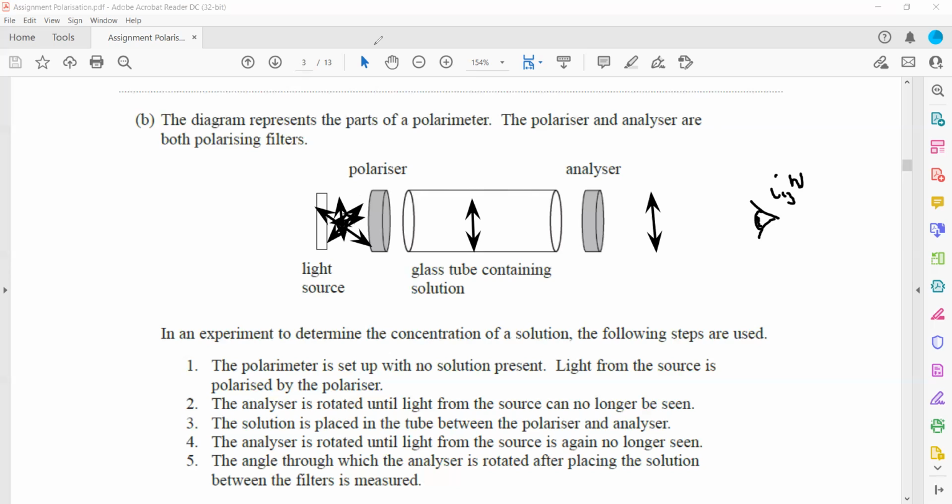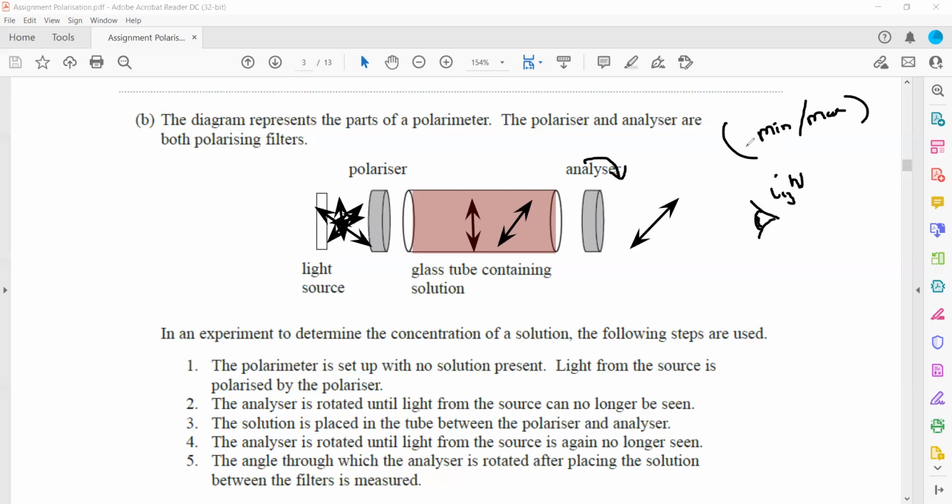You place a sugar solution, or any solution whose concentration you are finding. That solution will rotate the polarized light, so you have to rotate the analyzer again, until you see the light again. But the problem is, it is difficult to identify the intensity of the light, even at what moment we are getting the same intensity. So it is difficult to identify the minimum and the maximum intensity of the light.